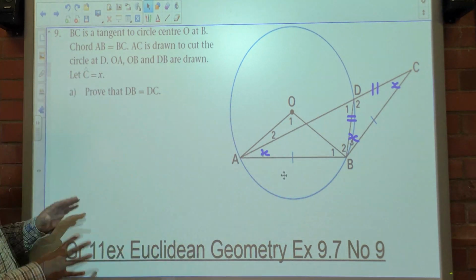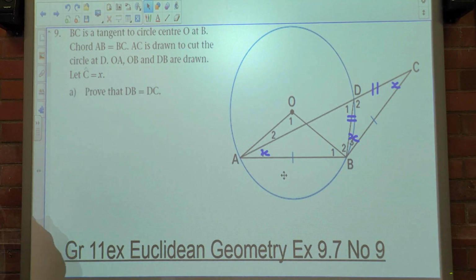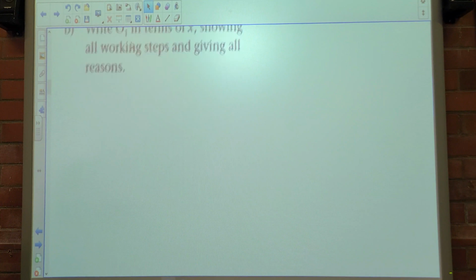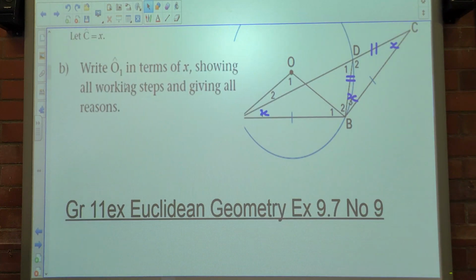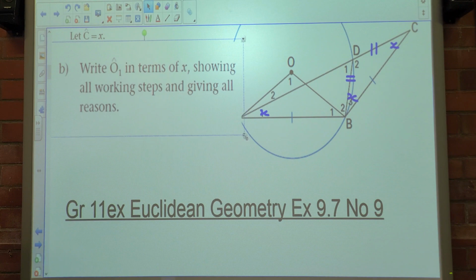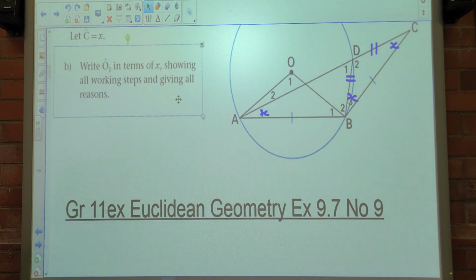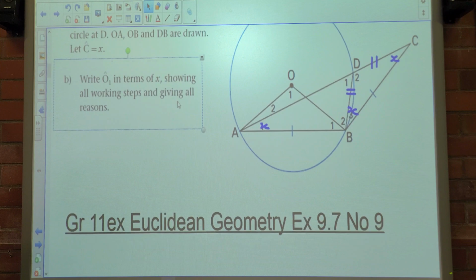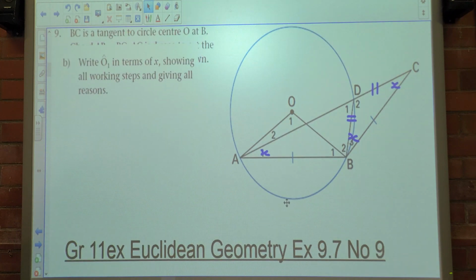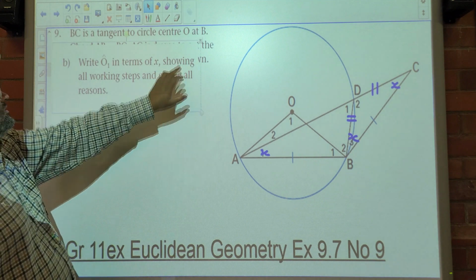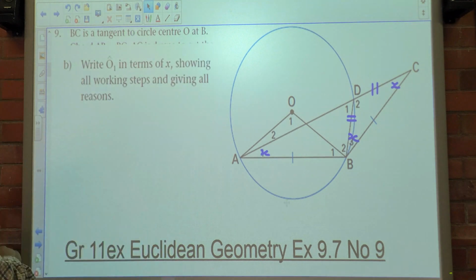Right, so everything that was calculated is now on the diagram. Okay. So let's look at B. B asks you to write A1 in terms of X, showing all working steps and give all reasons.